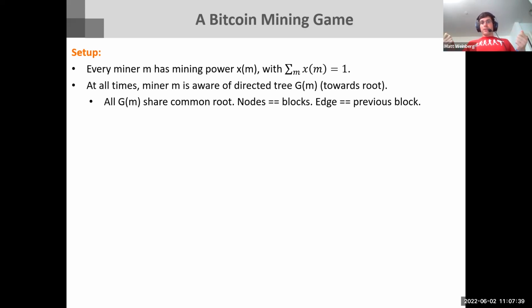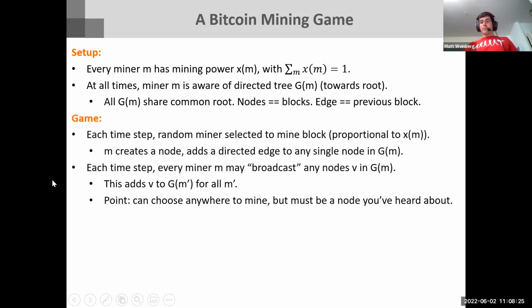So there's a set of miners. Every miner has some fraction of the mining power. That's just saying that there's some distribution of mining power, and X is denoting that. At all times, every miner has some directed tree of blocks. The tree refers to every node in the tree as a block. There's an edge coming out of it pointing to the block it's pointing to, and they all share the same root. And I'm just referring to the distinction between blocks that have been created, but maybe miner M hasn't heard of them yet, maybe because they haven't been broadcast, and the ones that miner M is aware of. So I'm just using G of M to refer to that.